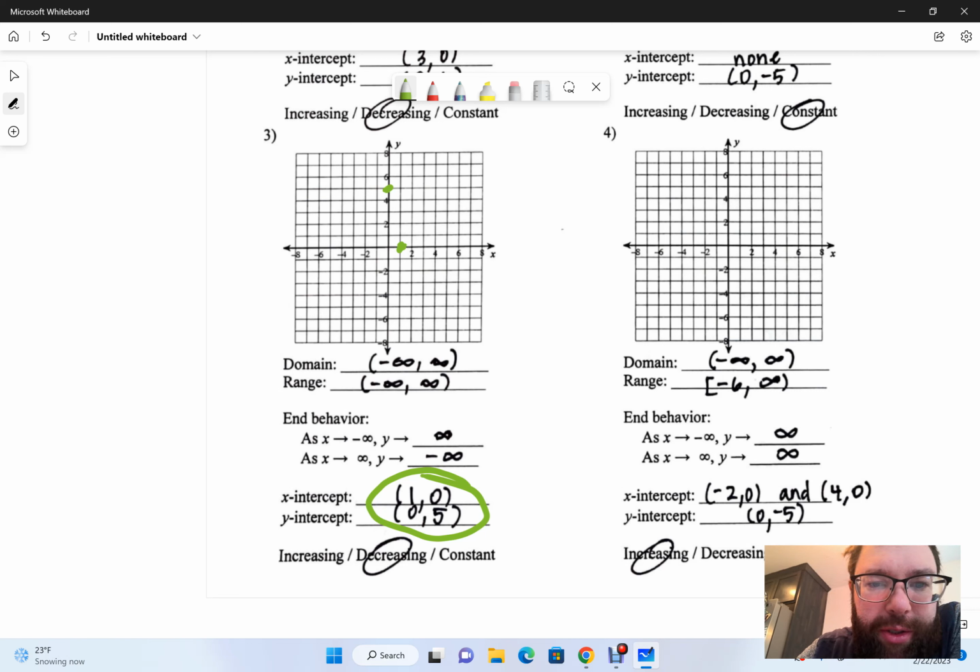As it goes to the left, I can see it's going to go up to infinity, right? As it goes right, I can see it's going to go down to negative infinity. That's an arrow, by the way. Okay, so this looks pretty straightforward to me.